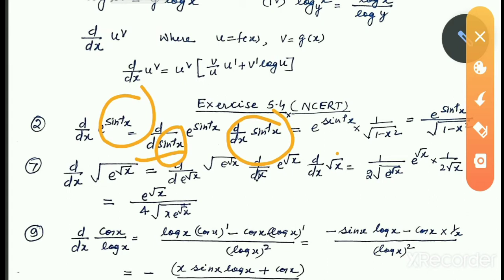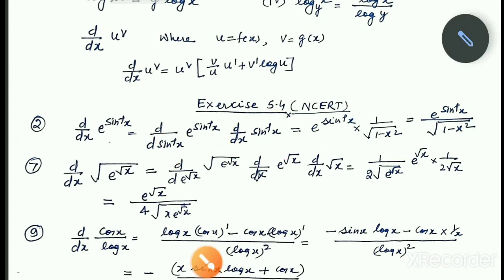and the derivative of sine inverse x will be 1 upon under root 1 minus x squared. Okay, so now this is clear, and its answer is e raised to the power sine inverse x divided by under root 1 minus x squared.